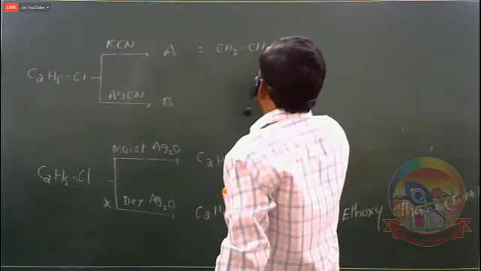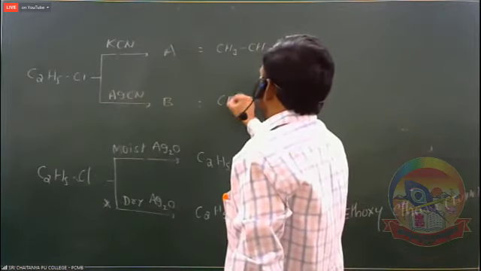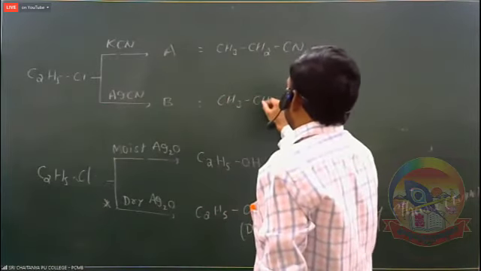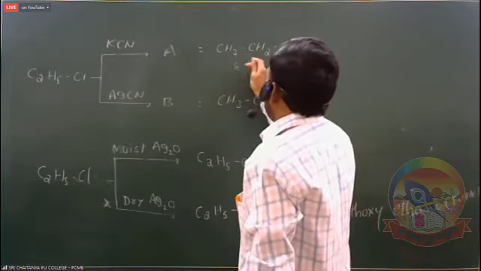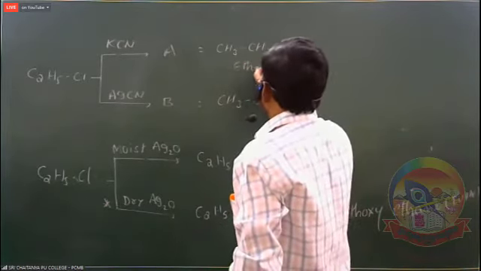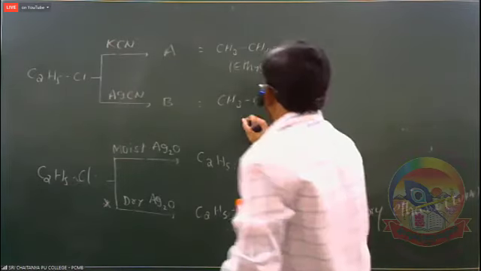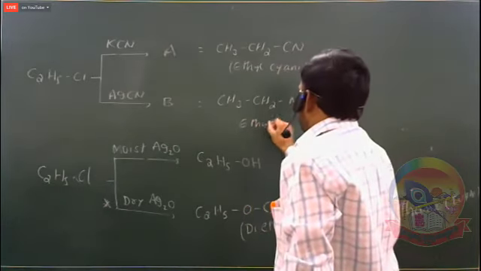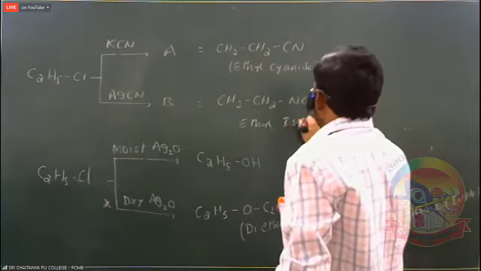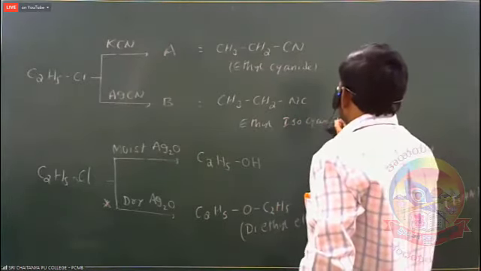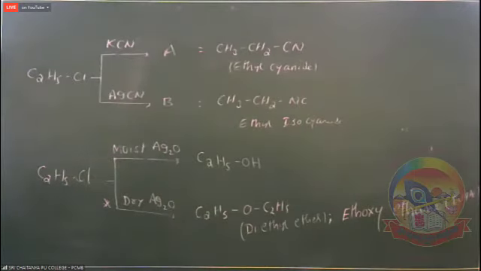C2H5CN, which is considered as CH3CH2CN. What is B? Here the major product is CH3CH2NC. The common name is ethyl cyanide here, and the common name is ethyl isocyanide here. Okay, but here we require the IUPAC name.